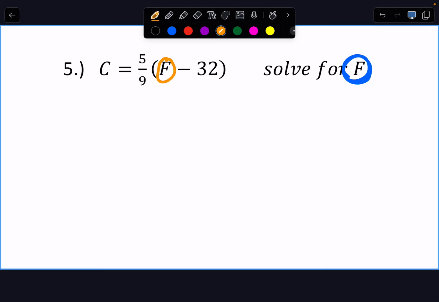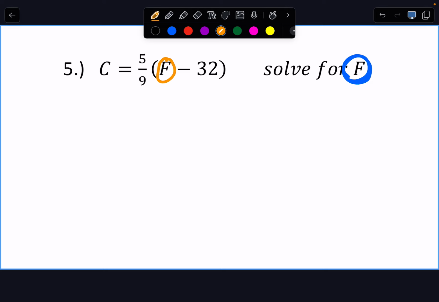Okay, so I'm going to remind you, the closer it is to the variable, the further last it is to go. Who wants to move 5/9 first? Who wants to move 32 first? People, listen to me. The closer it is, the last it goes. 32 is closer, right? Because it's inside the parentheses with F.